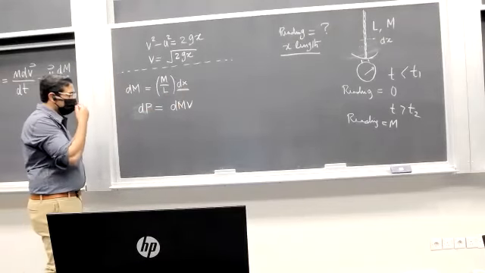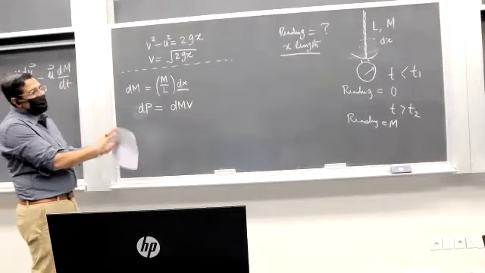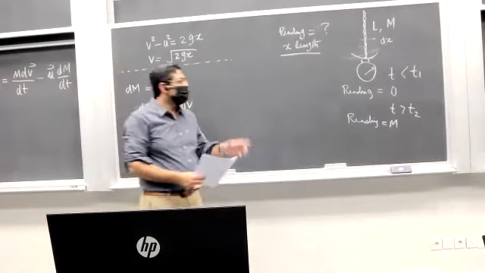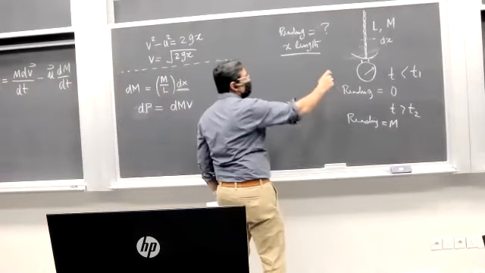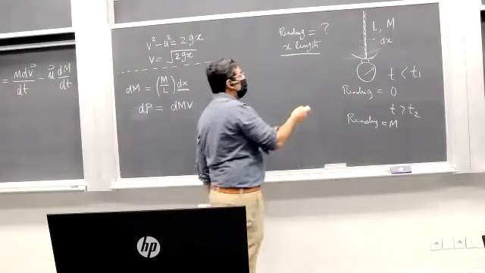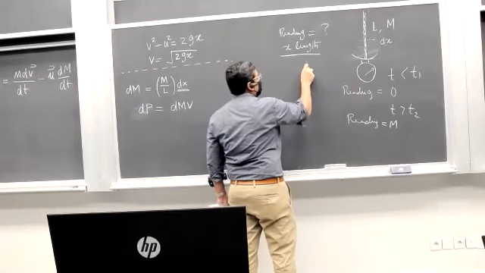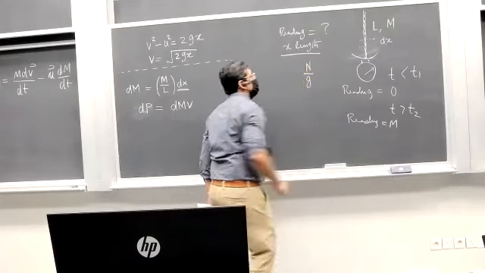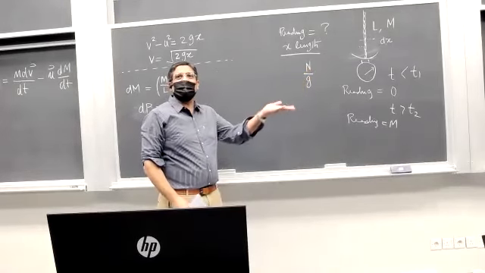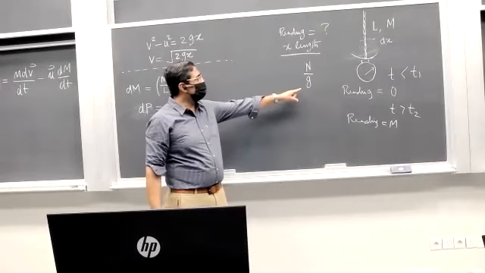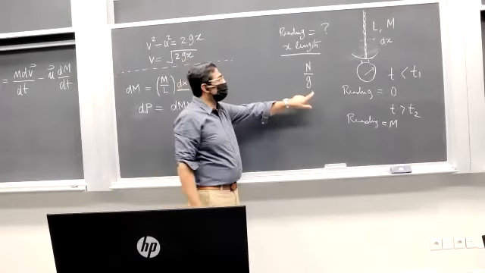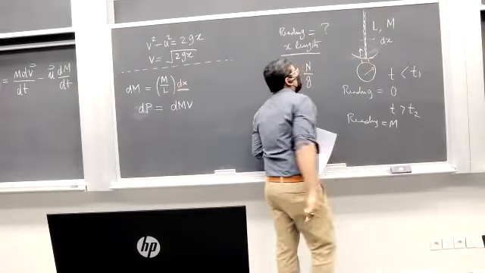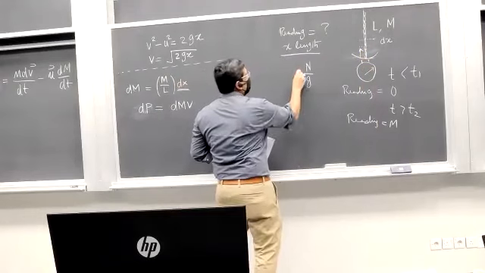Before I solve this problem, let me convince you what we actually have to find out. What is the reading on the scale? Usually these vertically weighing scales are designed to do this: the normal force divided by g. Whatever normal force the scale is exerting upwards, divided by g, is the reading on the scale.